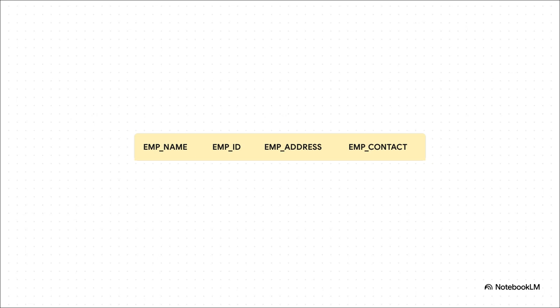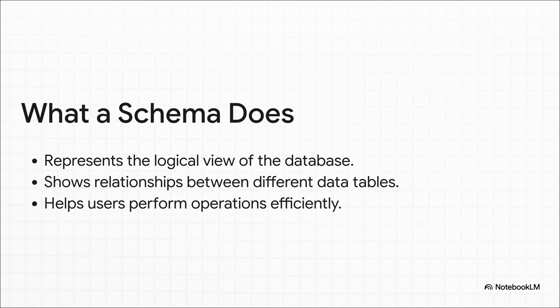Okay, take a look at this empty employee table. This is a schema in its purest form. See, there's no data yet, but it clearly defines the structure. It's basically saying, for any employee you add, I'm going to need a name, an ID, an address, and a contact number. No exceptions. So what the schema really does is act like a logical map for the whole database. It shows you how different things, maybe like a course table and a student table, are actually connected. Having this clear structure is what lets us find, add, or change data so fast, because the database isn't guessing, it's following that blueprint.